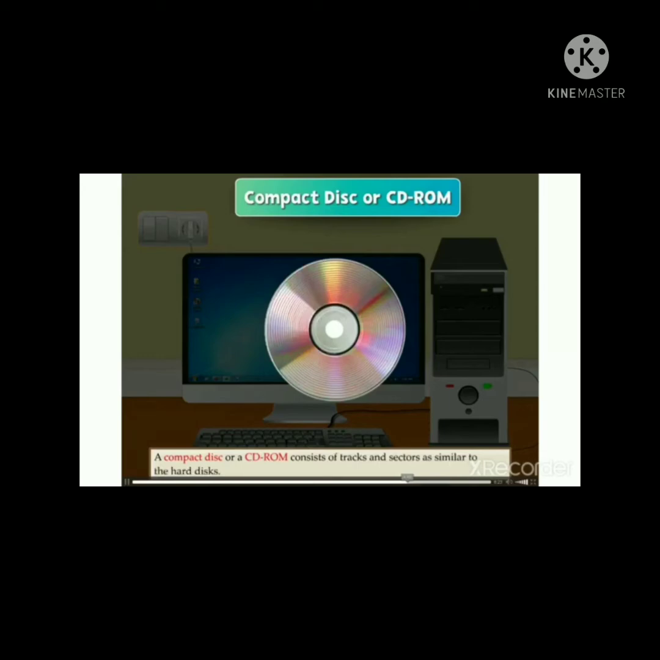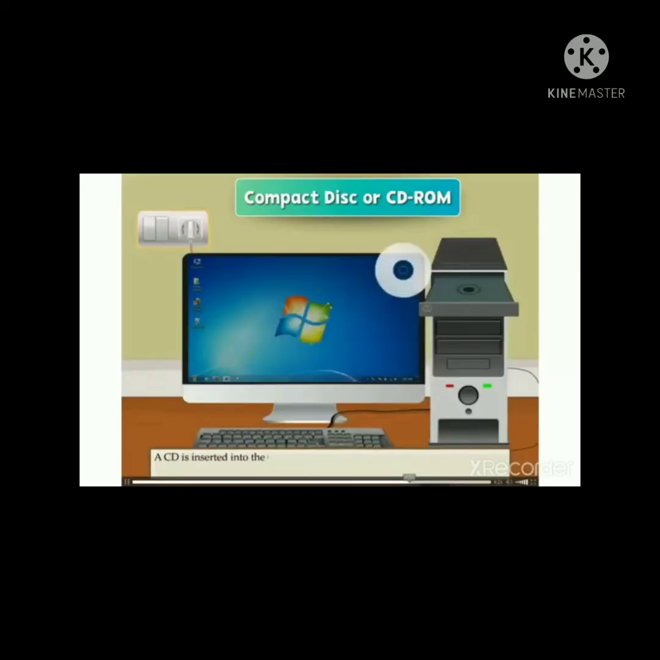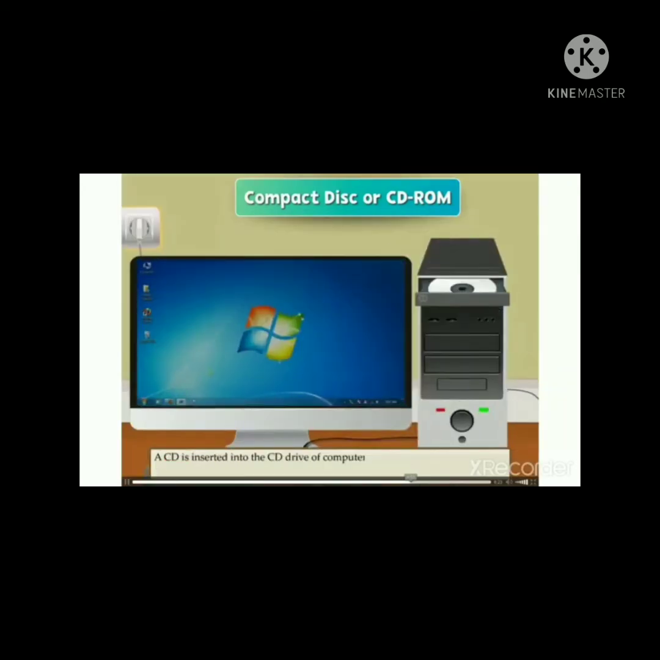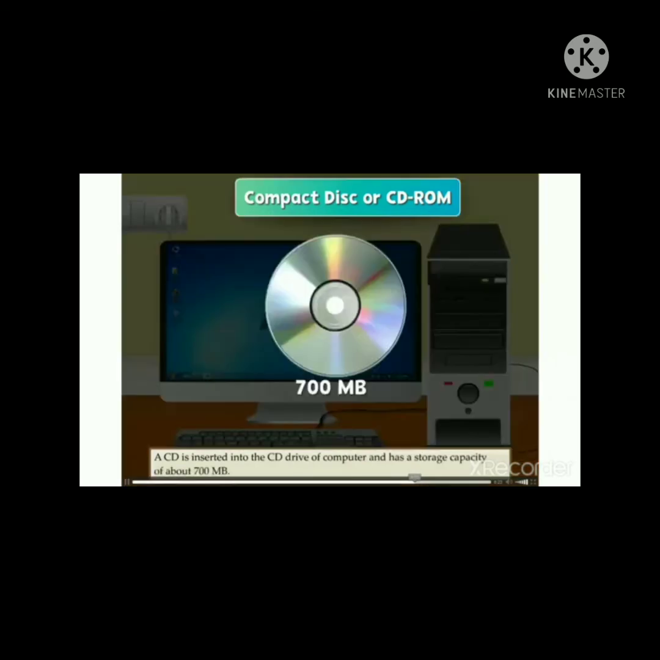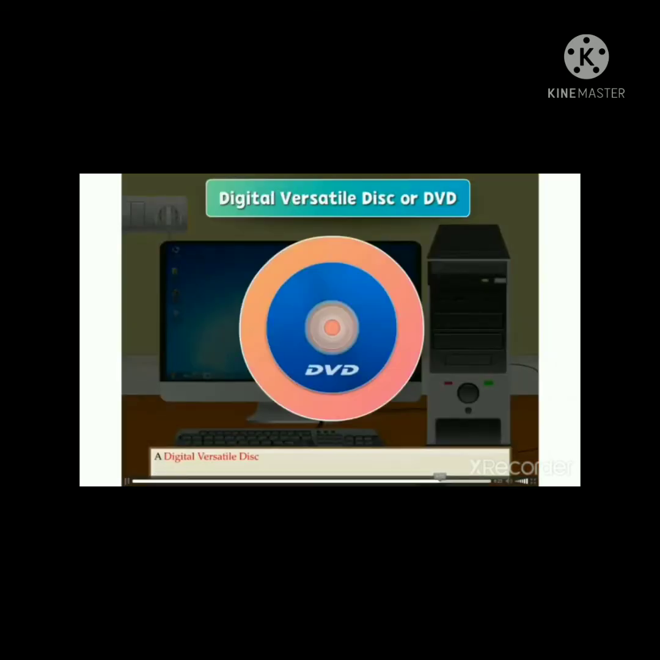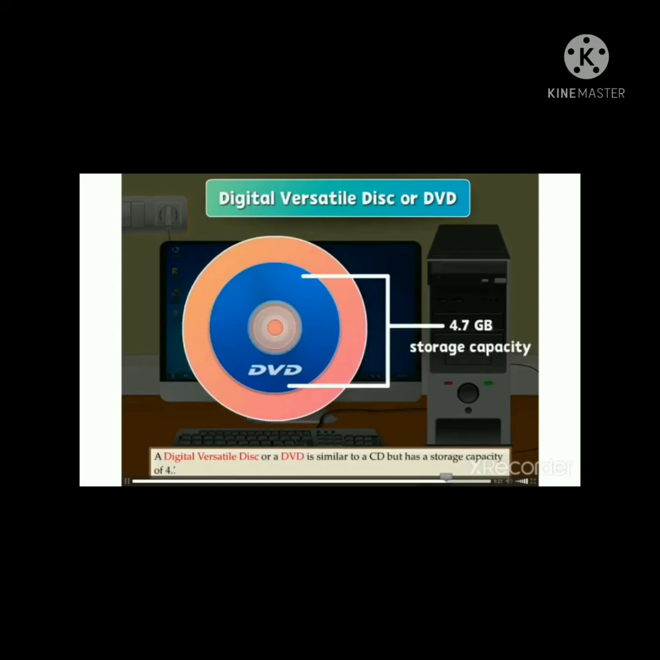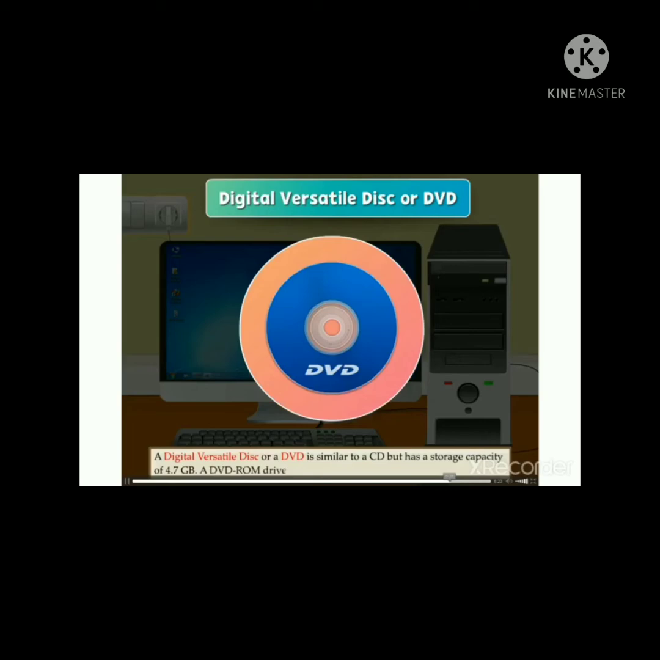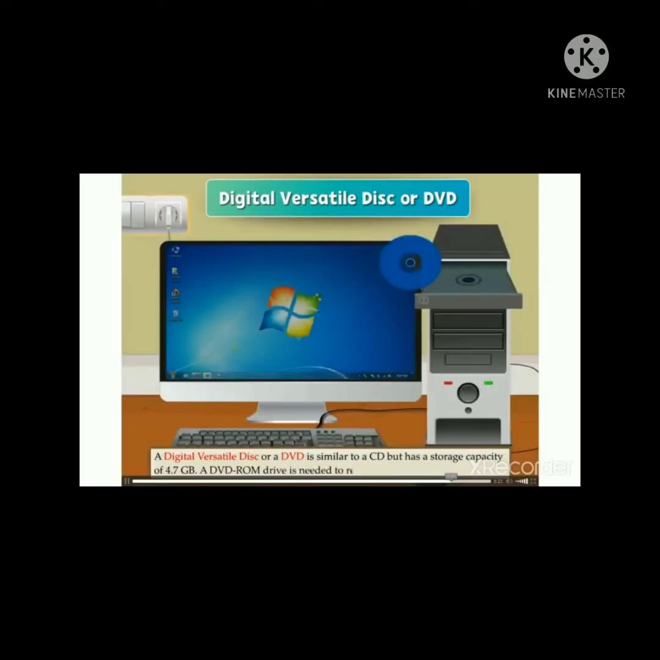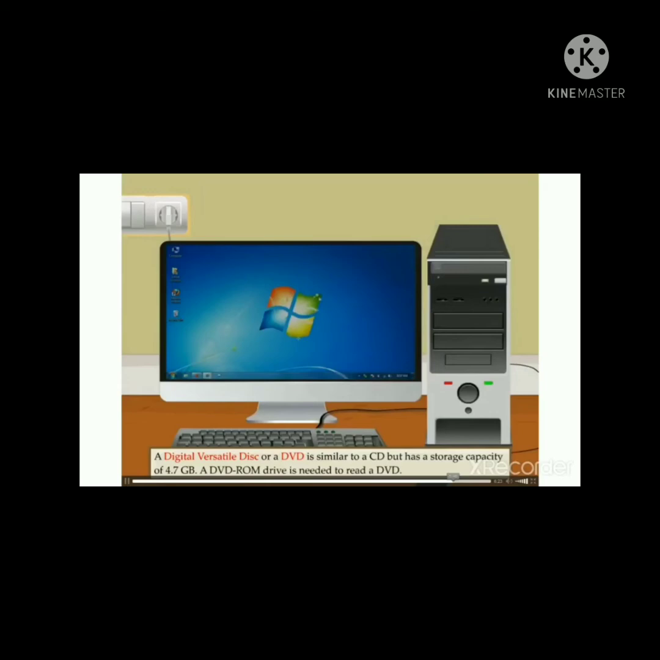Next, CD, compact disc. A CD is inserted into the computer's disk drive, the CD drive, and it has a storage capacity of 700 MB. Next is DVD, digital versatile disc. It is similar to a CD, but it has a storage capacity of 4.7 GB to 17 GB. A DVD-ROM drive is needed to read a DVD.